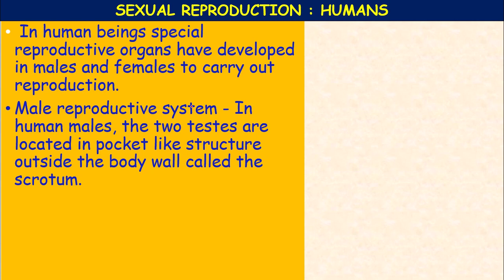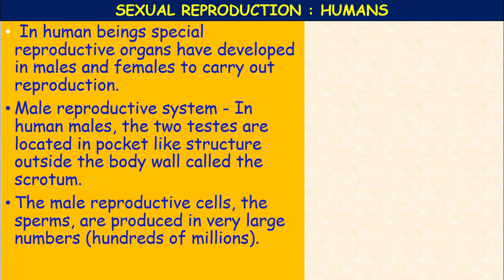There are accessory glands of the male system. What are those accessories? Seminal glands, a prostate gland, and a bulbourethral gland. Okay, glandular secretion along with the sperms is called semen.